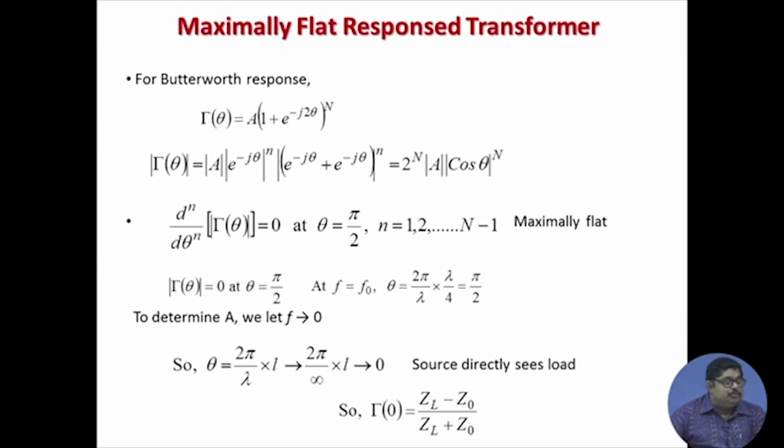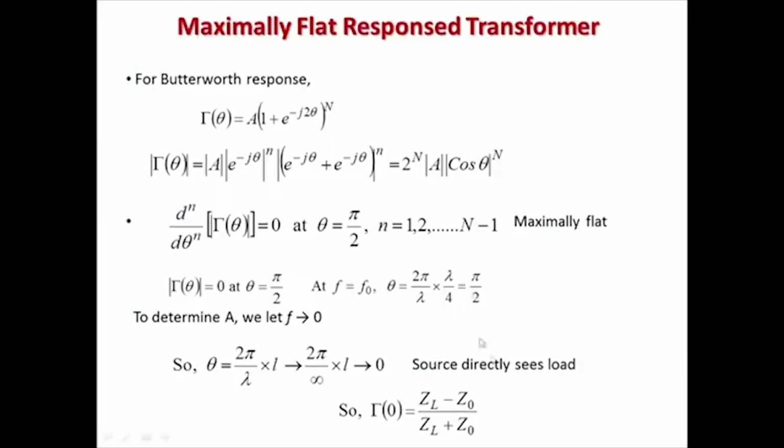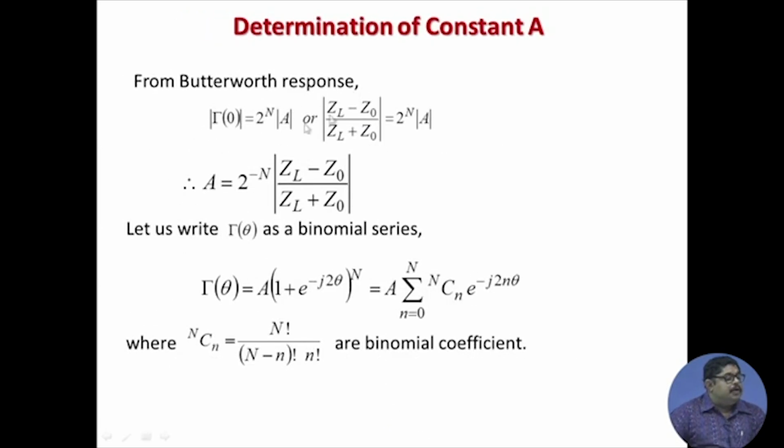When that happens, what is the reflection coefficient? The overall reflection coefficient, there are not multiple sections. Now, the source is directly giving to load. So, the reflection coefficient will be ZL minus Z naught by ZL plus Z naught. And from the Butterworth response, we put theta equal to 0, that gives 2 to the power n A. So, by that we can solve that A will be 2 to the power minus n times ZL minus Z naught by this.